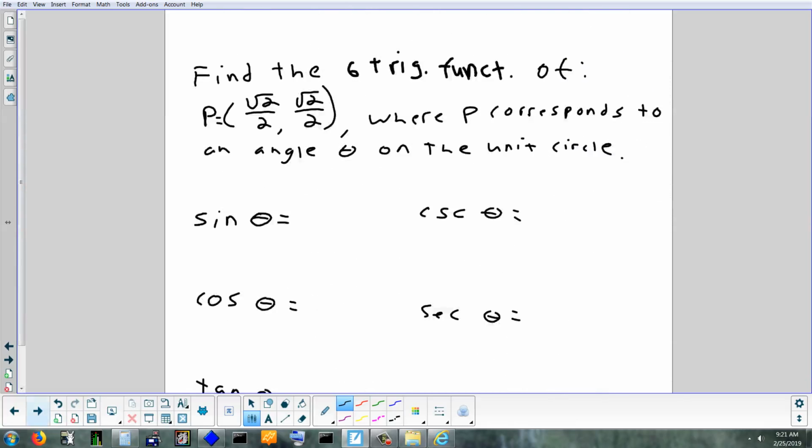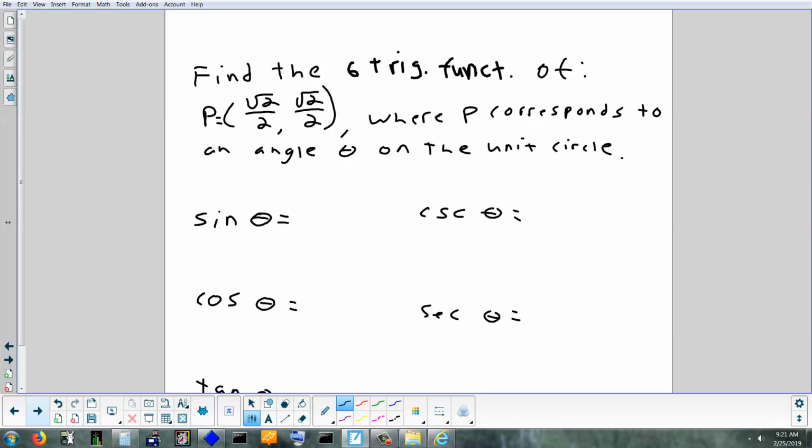I'm not sure. Anyone can help him out? Is that the coordinate for one of the quadrantal angles? No, why not? Right, if it's a quadrantal angle, it has a 0 in it somewhere. So that again is not the coordinate for a quadrantal angle. Does anyone know what that is the coordinate for?